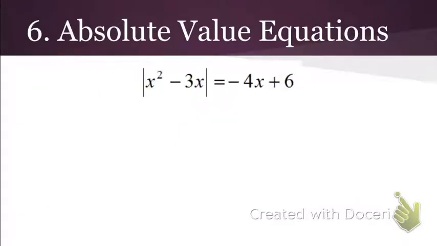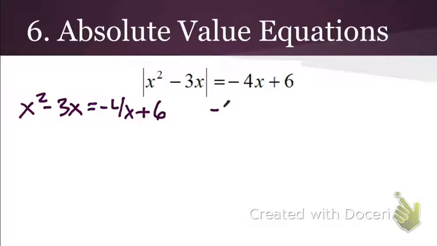So here we're going to break it up as, okay, x squared minus 3x is equal to negative 4x plus 6. Well, I know if x squared minus 3x is just x squared minus 3x, then the original equation without the absolute values is still going to be true. Or if it was negative x squared minus 3x, the absolute value of that would become positive x squared minus 3x. And we'd set that equal to negative 4x plus 6.